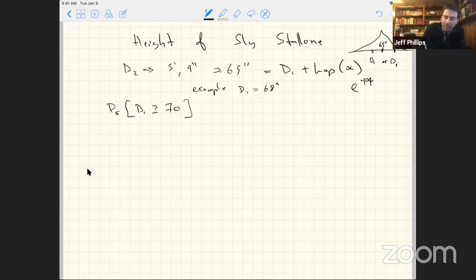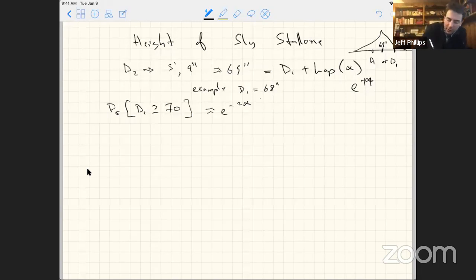Okay, so now the probability of it being greater than 70 is approximately, with Laplacian noise, e to the negative 2 alpha, where alpha is my Laplacian noise parameter there. So e to the negative 2 alpha tells me how fast it's decaying, because if it's actually 68 inches, I'm off by 2. That's the likelihood, or the probability if you have it normalized.